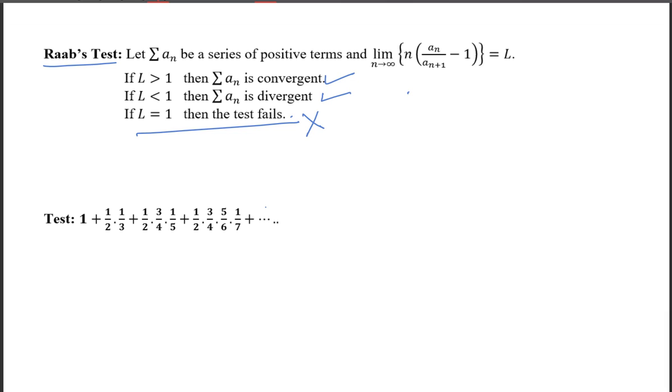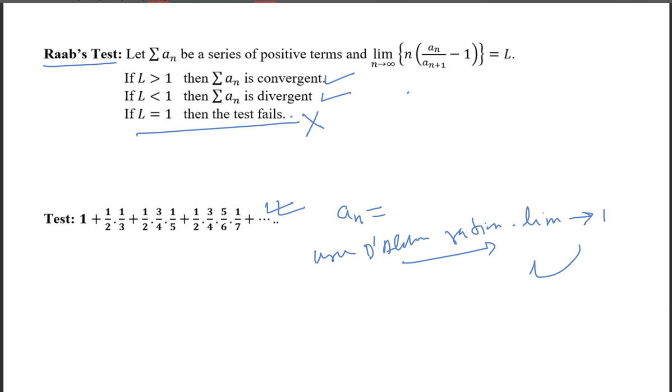Suppose you take this problem. I'm not doing it here, I'm just telling you: you first write down your an. Use D'Alembert's ratio test. The limit in that case will tend to 1, so you can say the test fails. In that case, you apply Raabe's test, and you will get either convergence or divergence.